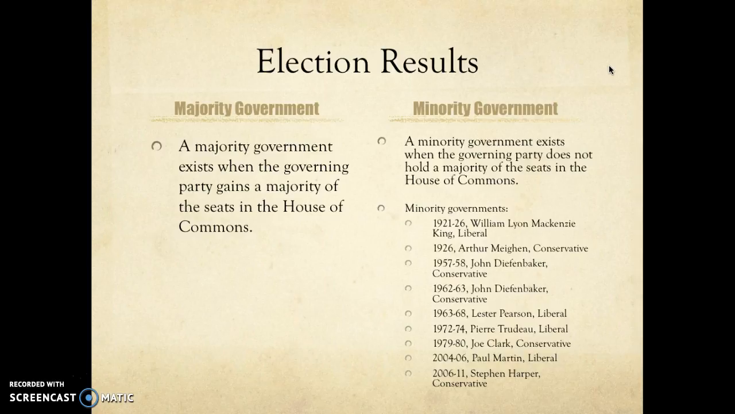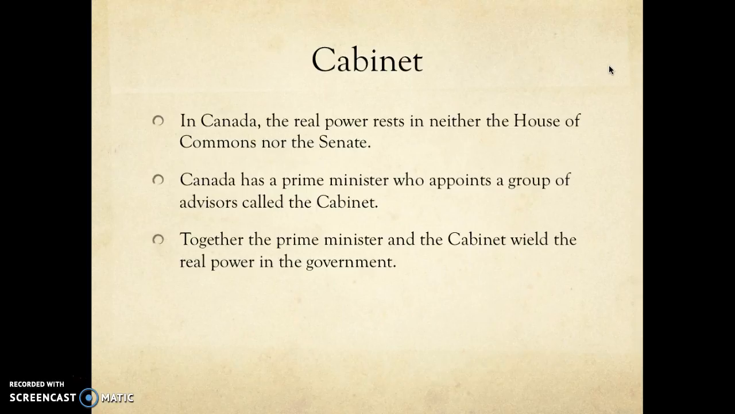Currently, we have a majority government under Prime Minister Justin Trudeau and the Liberal Party of Canada.